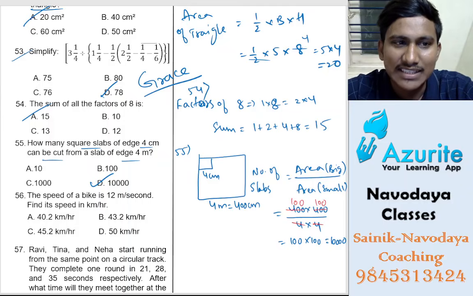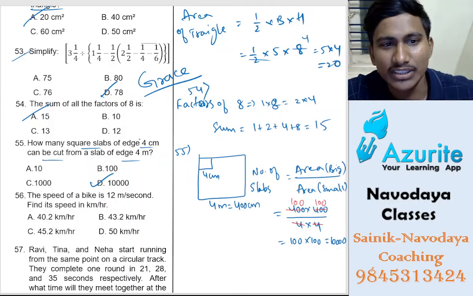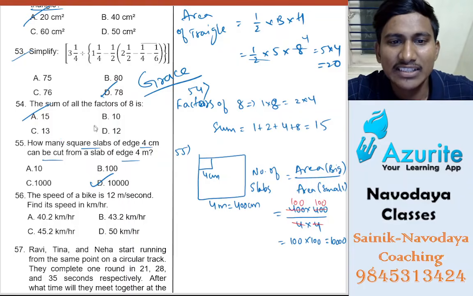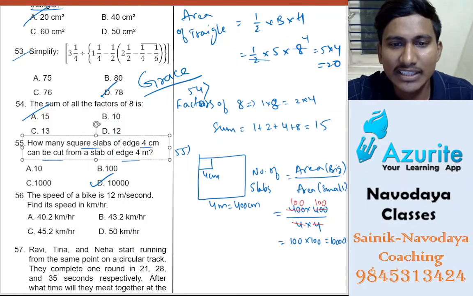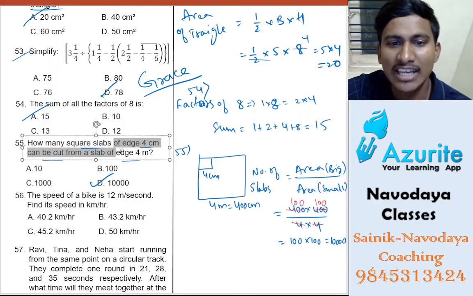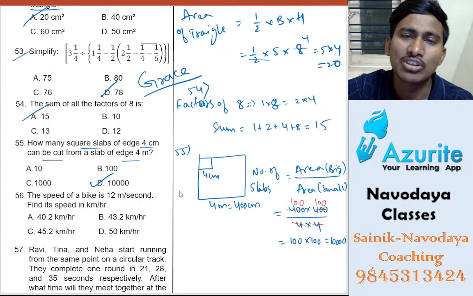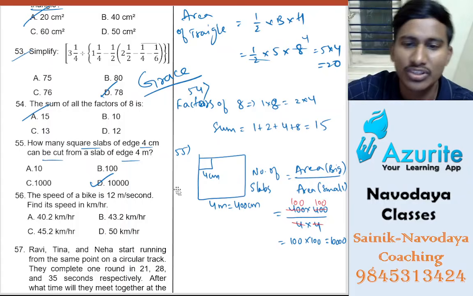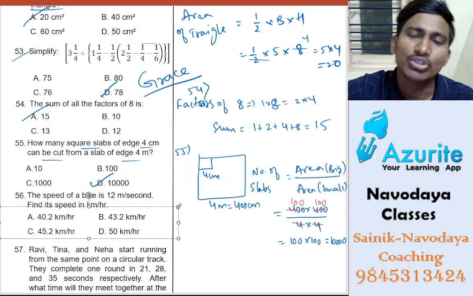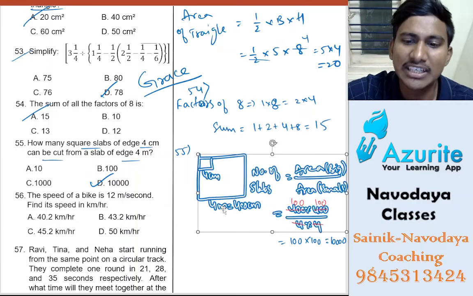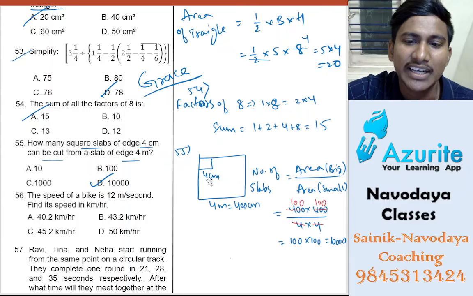I think it is the 55 question, right? How many square slabs of edge 4 centimeter can be cut from the slab of edge 4 meter? So here this is 4 meter, the bigger one. Now we are cutting small pieces, that is 4 centimeter. So both should be in centimeter. So 4 meter means 400 centimeter, and this is 4 centimeter.